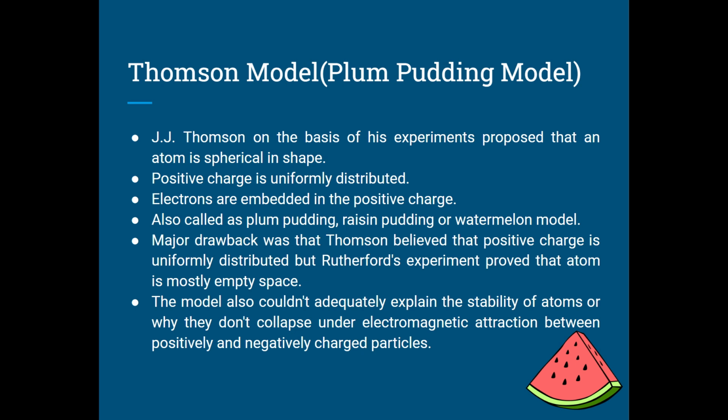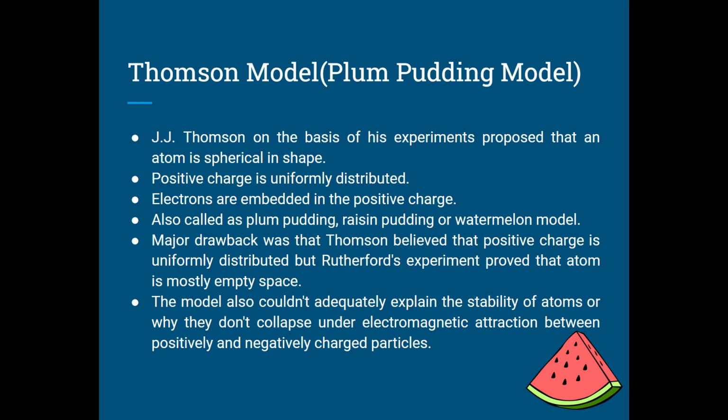Now you can also take the example of this watermelon, which I have attached over here. These black seeds are the electrons, and this red part is the positive charge. If you are a science student, everyone knows that positive and negative are two opposite charges and they attract. If they attract, they will combine and neutralize each other. So it comes to mind right away, how is this possible? This was the major drawback of his model, and that's why it was neglected.